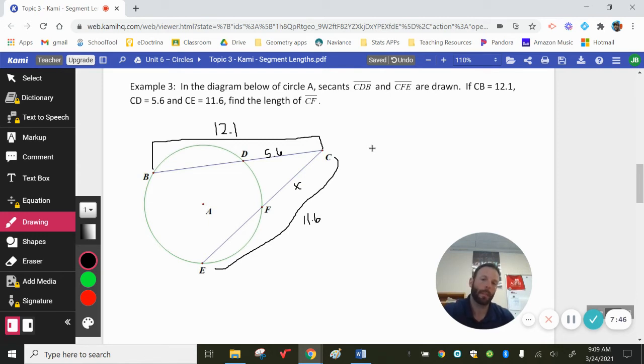So the strategy is going to be the same, but the execution is a little different. Because in this case, it's not as obvious which chords I need to draw in order to create my triangles that are similar. I have more choices, and then it makes things more difficult. So, I could connect the points from D to F and B to E, and I would end up having two different triangles there.